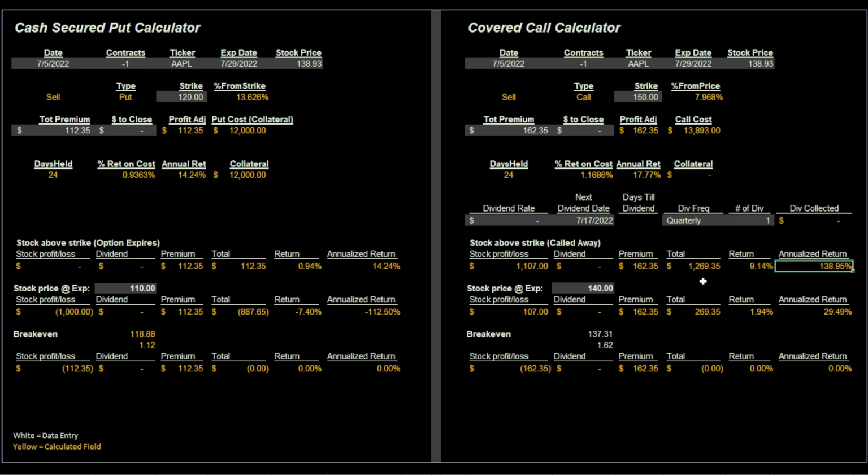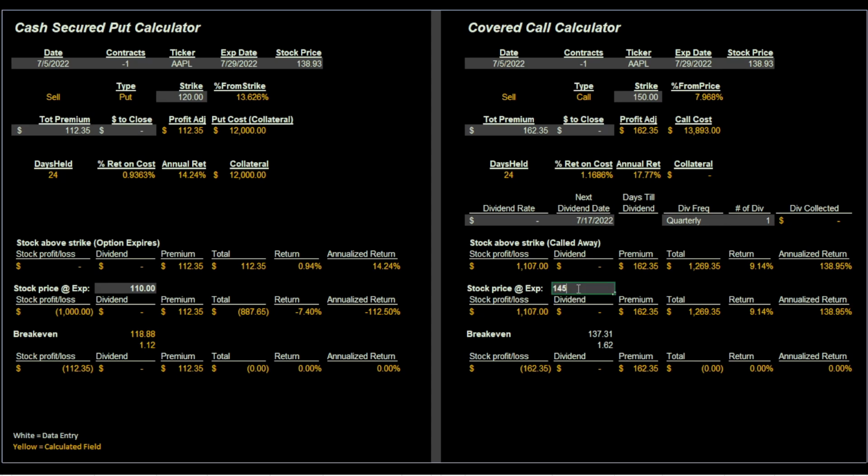So if you could repeat this every month or every 24 days, that's what your annualized return would be. Now, the next one here is a little bit more interesting. This is the stock price at expiration. So if you do have a stock here, and let's remember it's at 150 is where it gets called away. In that case, you'd make $1,107 at 162, and it would look just like it was above.